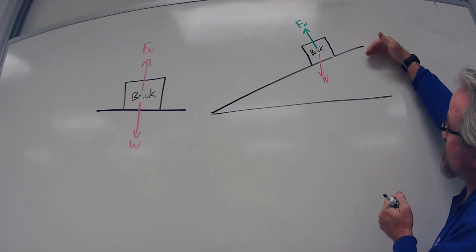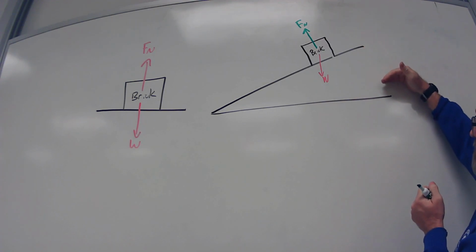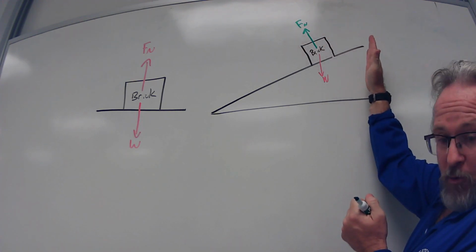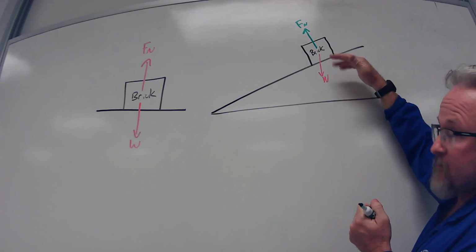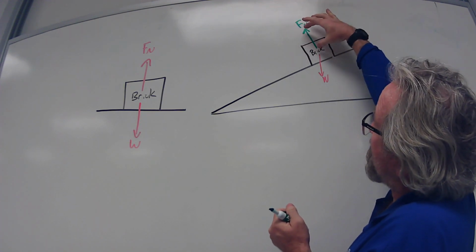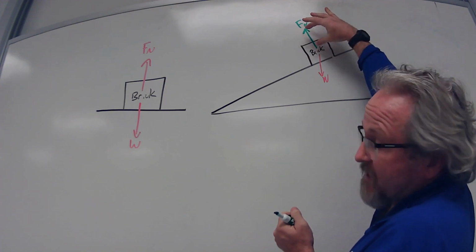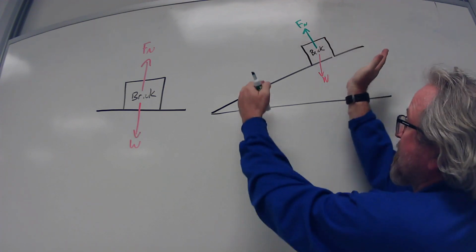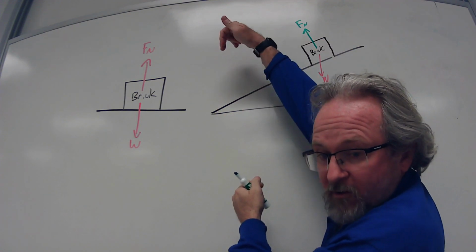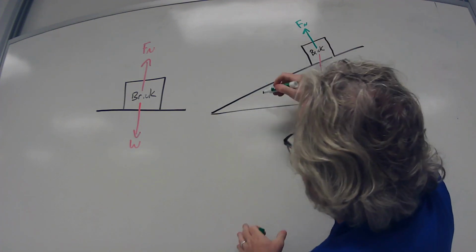If I brought this angle down, down, down, down, down until it got flat, the normal force eventually ends up being perpendicular, being the same as the weight. If this angle gets bigger and bigger and bigger, this vector here, this normal force ends up being less and less and less. Think about a vertical board. It doesn't push against the brick at all, and the brick would end up falling straight down.